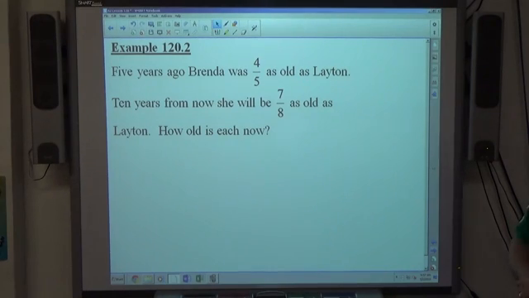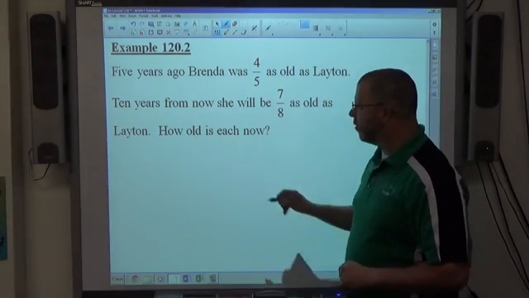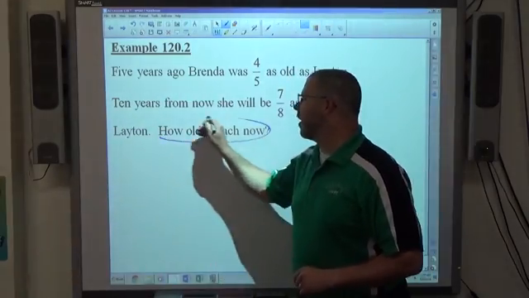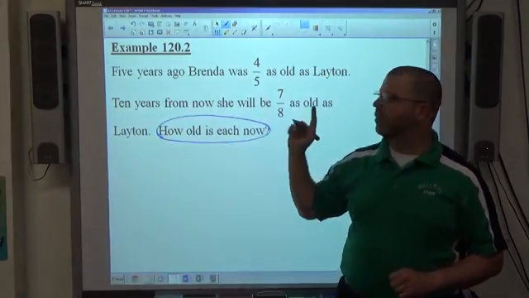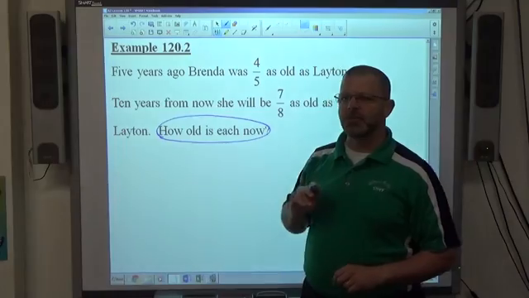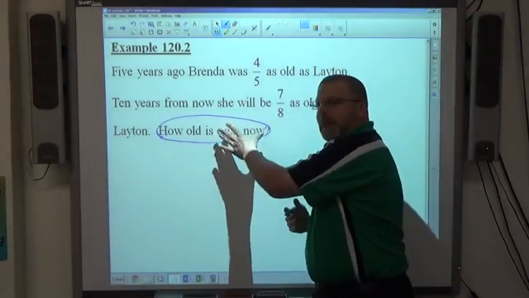Example 2. 5 years ago, Brenda was 4/5 as old as Leighton. 10 years from now, she will be 7/8 as old as Leighton. How old is each now? So, they want to know their ages now, right? But they don't tell us anything about their ages now. We know about 5 years ago and 10 years from now. But again, I'm being asked this.